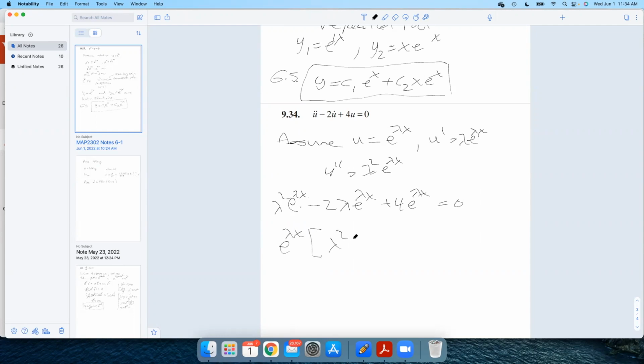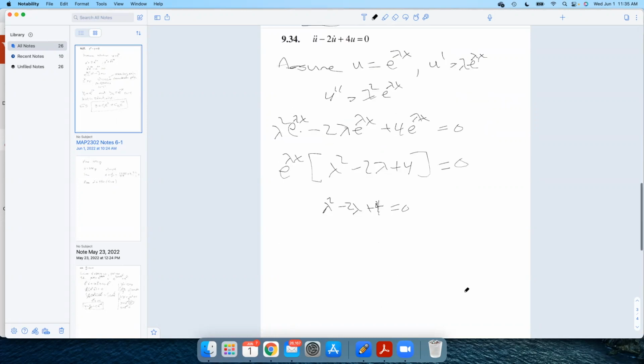We're going to get lambda squared minus 2 lambda plus 4. So look, my characteristic polynomial was sitting right in front of me. It's going to be 1, -2, 4, and it's a quadratic. That's going to happen every single time. That's what I'm saying. I want you to be able to just look at that and go, yeah, okay, that's right. We get this equation. This guy's not going to factor. In fact, we're going to get complex roots here.